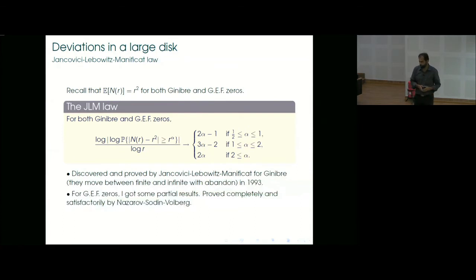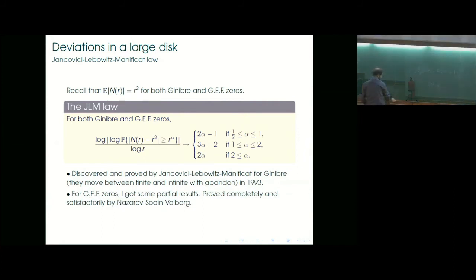But the same law is true. What this is saying, if that log is a bit unclear, is this: if I want the probability that, let's say, n of r is more than r square, by some r to the power alpha, then the kind of probability will depend on what this alpha is.